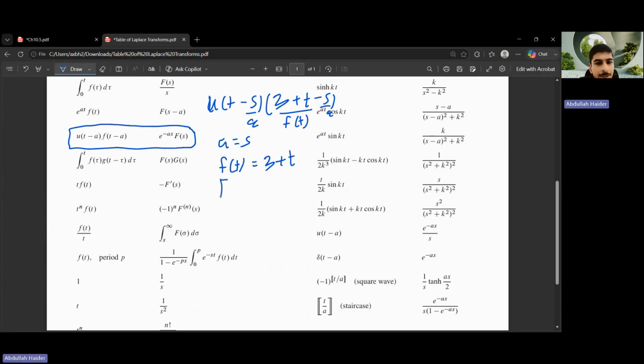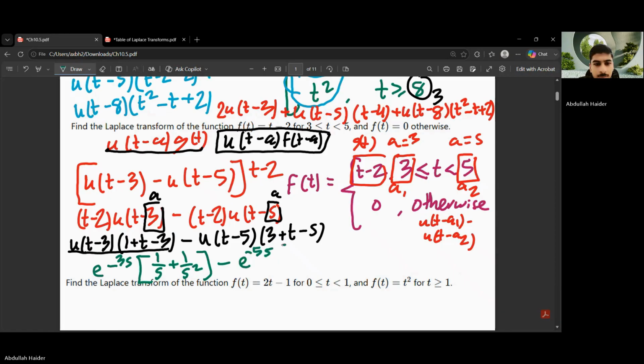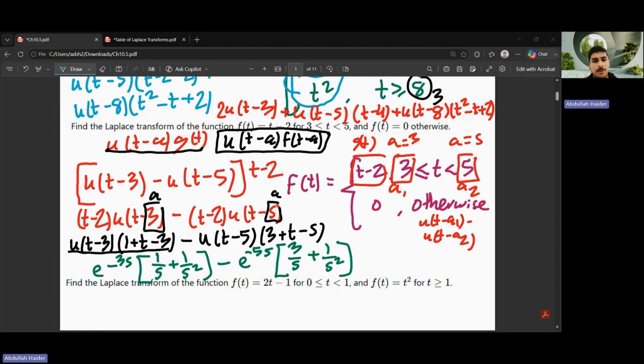So in this case, the Laplace transform of f(t) is going to be, for a constant, 3 over s. And for t, once again, we'll have to use 1 over s squared. And now we multiply this by our e power minus as. So in this case, we have e power minus 5s, since our a is 5. So I can write here e power minus 5s, 3 over s plus 1 over s squared, and this is your final answer for the whole question.